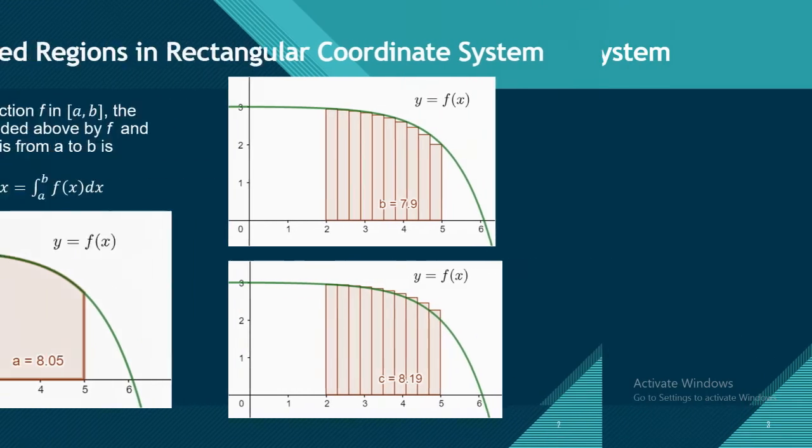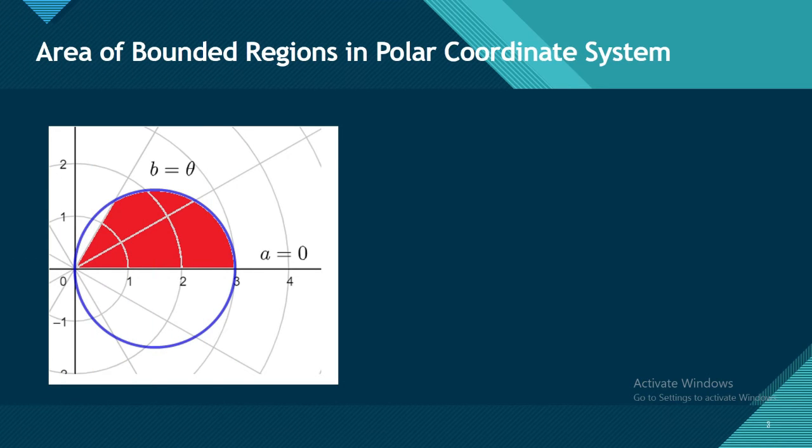Now, let us do it for regions that are bounded by curves in the polar coordinate system. So let us say, for example, we are interested in getting the area of that region, the red region. It's bounded by a curve. That curve is actually defined by this equation, r is equal to 3 times cosine of theta.